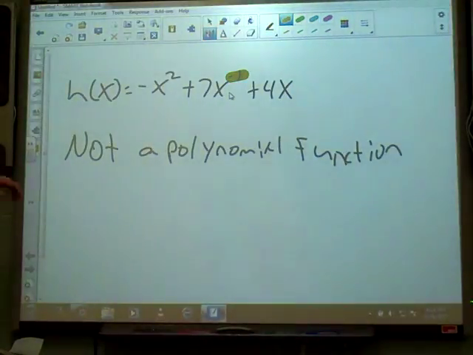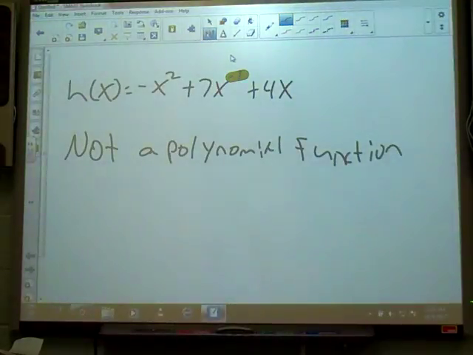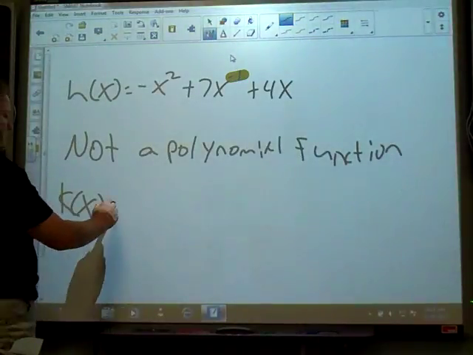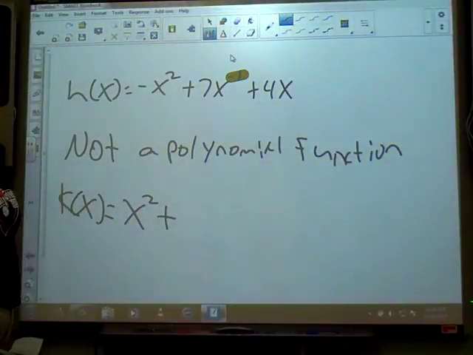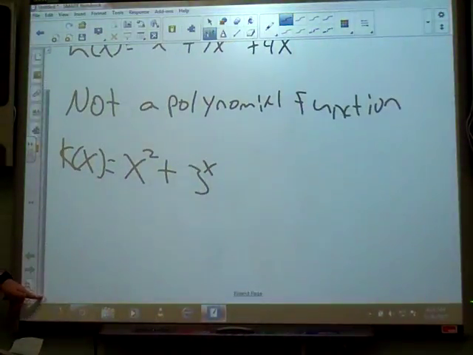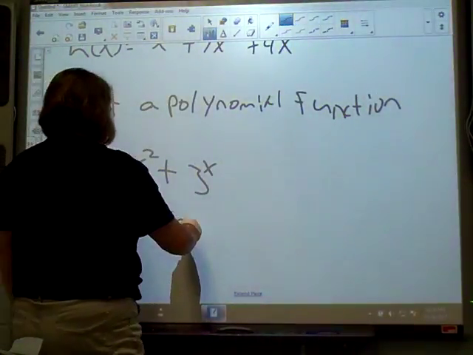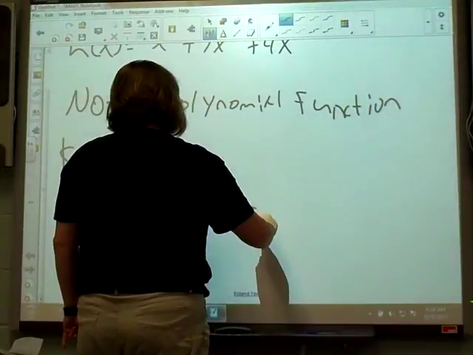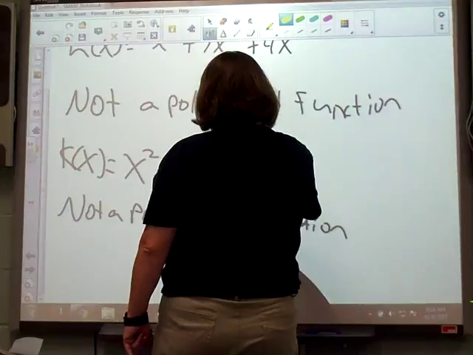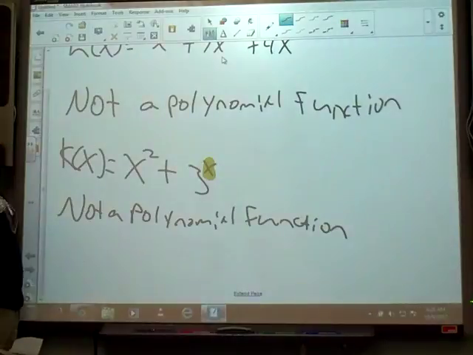I'm going to show you one more, another one that's not a polynomial. This one says k of x equals x squared plus 3 to the x. This one is also not a polynomial function. The reason is because it has an exponent that's a variable.